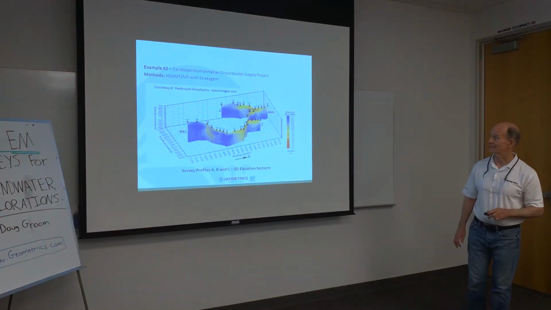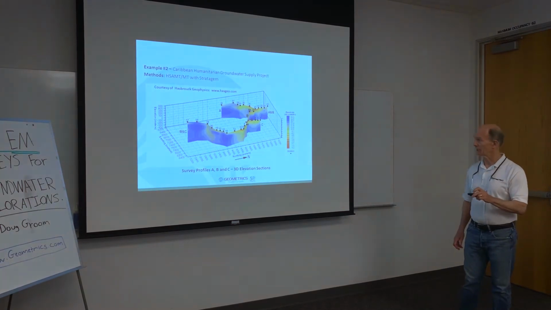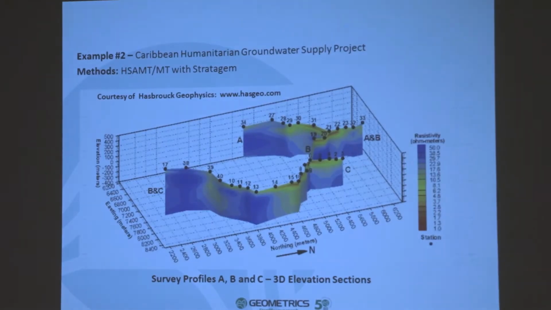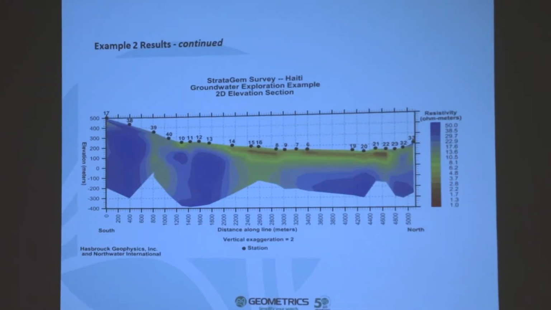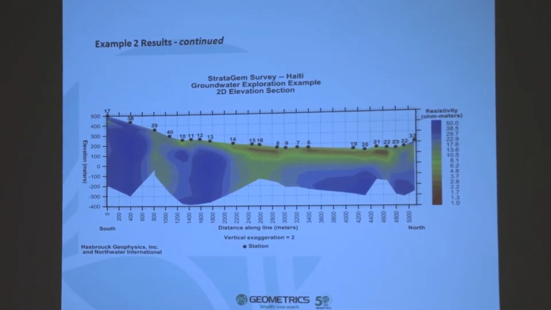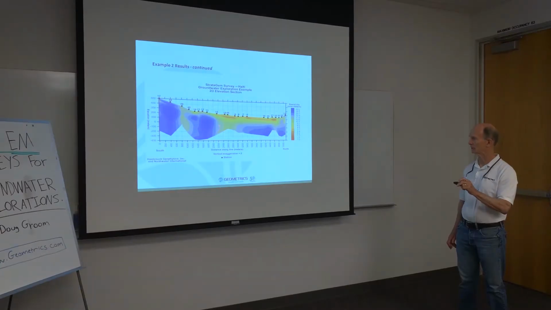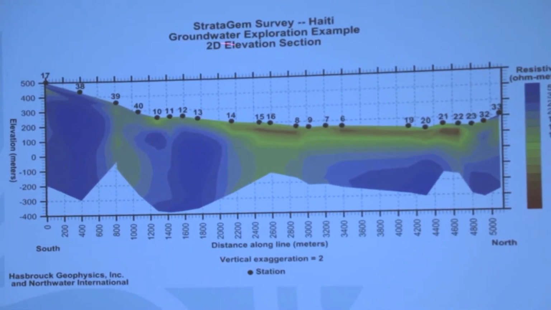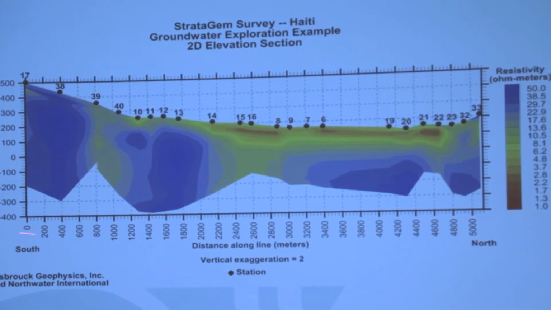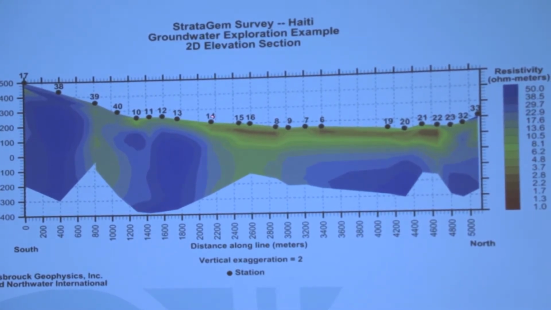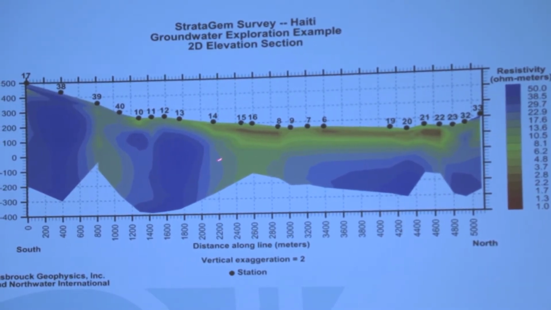This is an example of a number of lines of a survey, and we're just going to look at one section of this. And what you notice here is, especially between stations 13 and 14, you have a very sharp, well-defined contrast. This, by the way, was a survey done with the Stratagem by a company called Hasbrook Geophysics, and we thank them for the cooperation. We see this sharp contrast, which was interpreted as a fault.